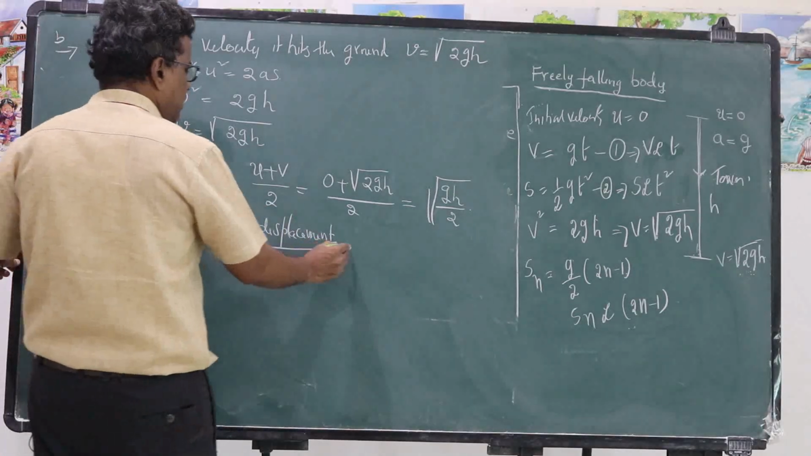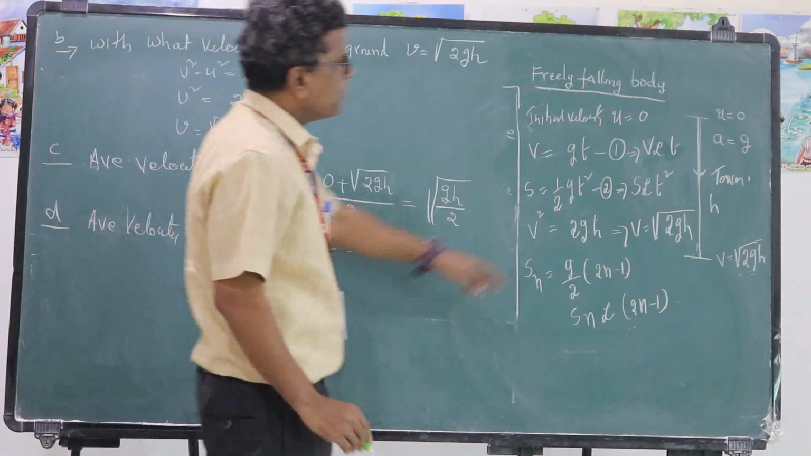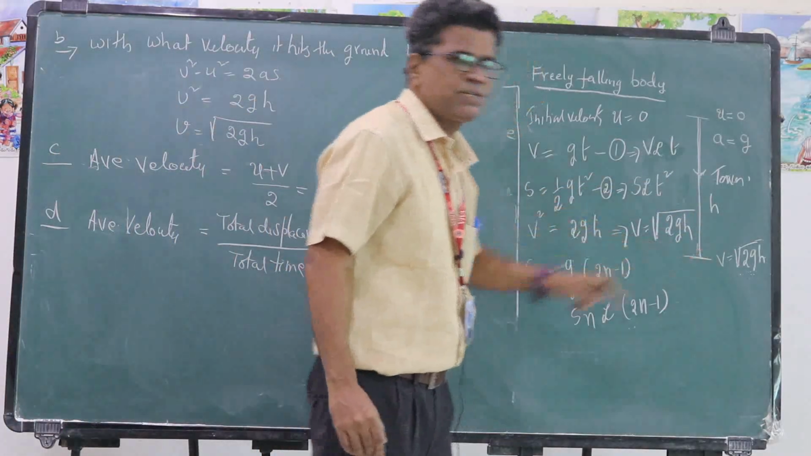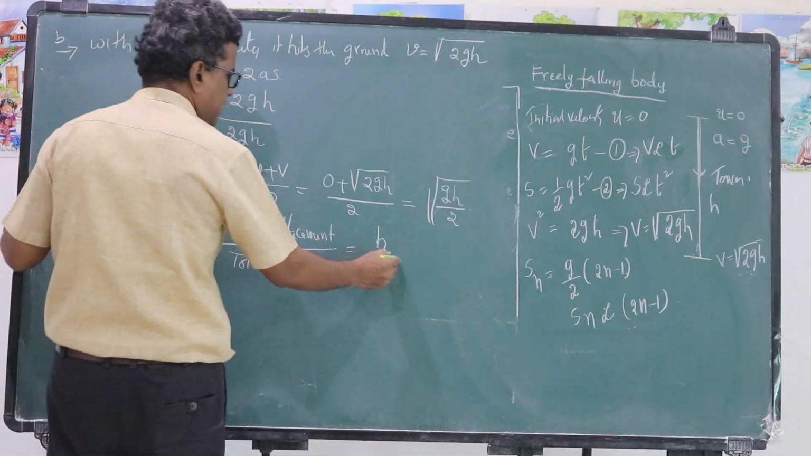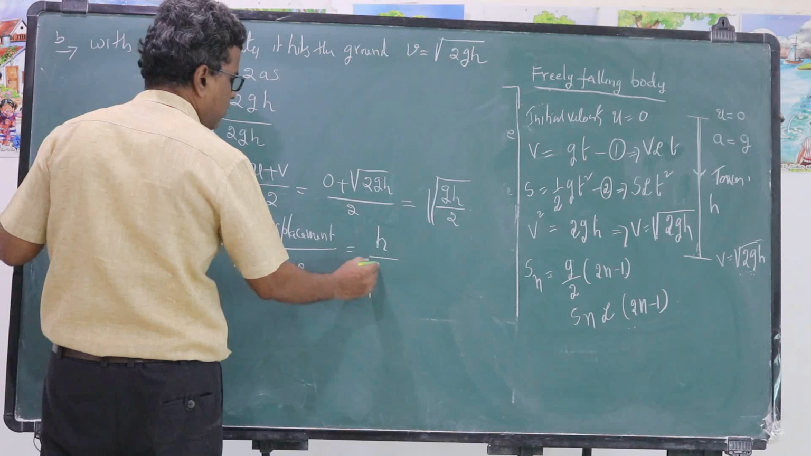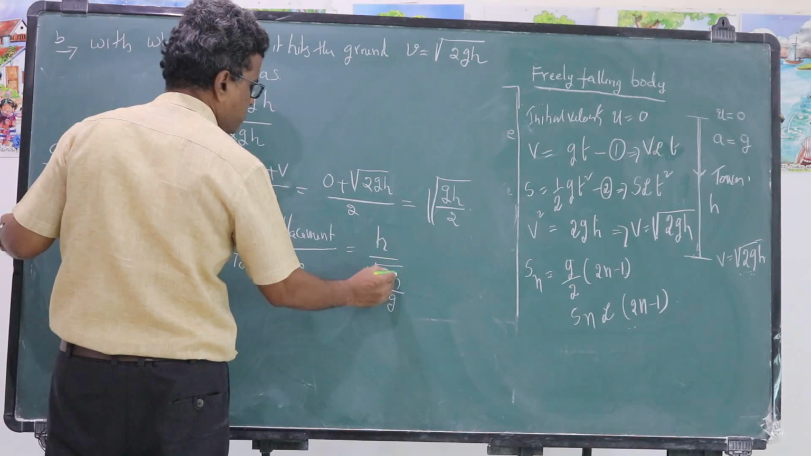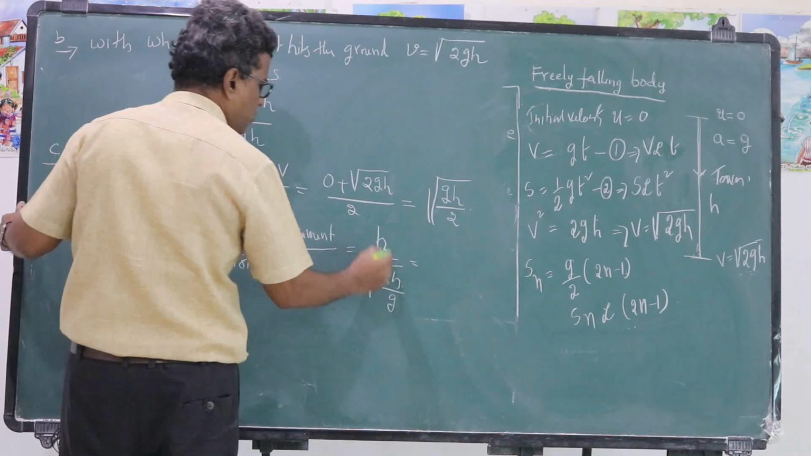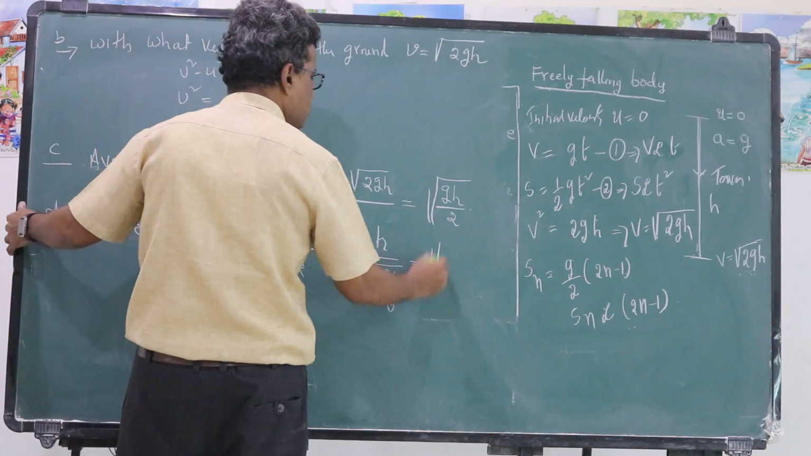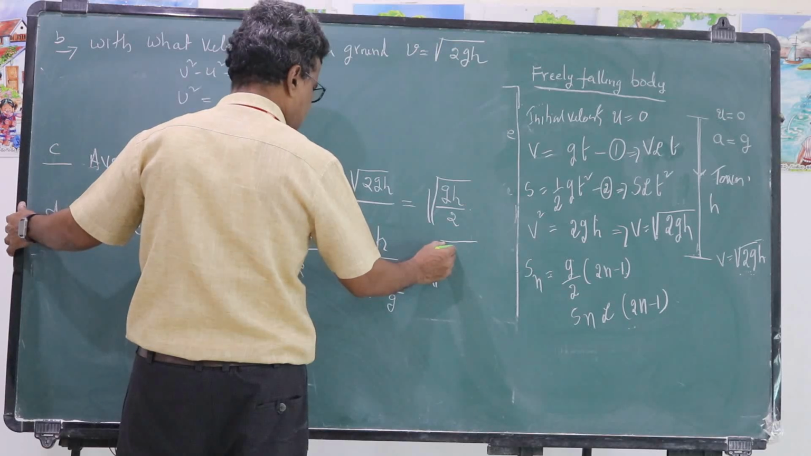What is total displacement? h. A body is dropped from a tower of height h. Total displacement is h. So what is total time? It will take square root of 2h by g. So here, root h times get cancelled.